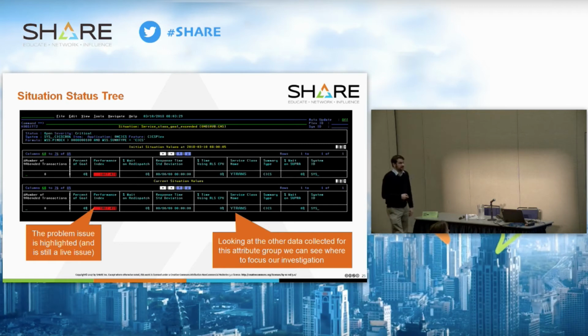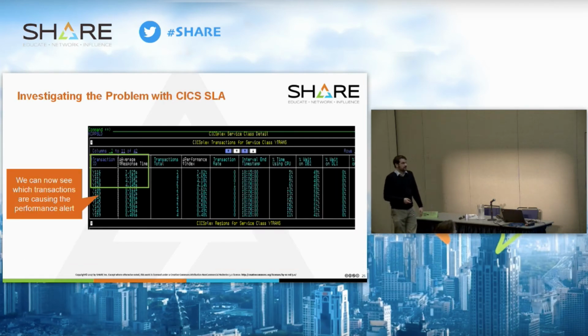So I'm going to look at this and then say, okay, being the CICS expert, I'm going to investigate this particular service class problem. I can see that the service class group is something called Y-trans. So I'm going to look at that, and that's where I'm going to focus my information. So I go to the CICS service level analysis workspace, and I look at the Y-trans and understand what transactions are in that grouping and what the response times are there.